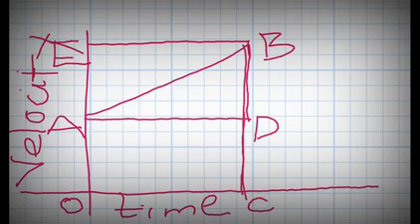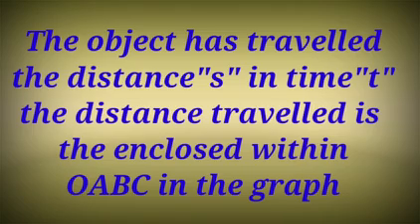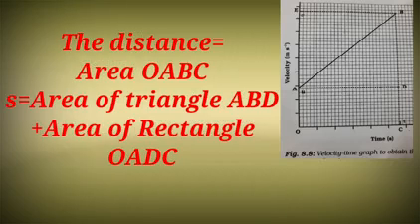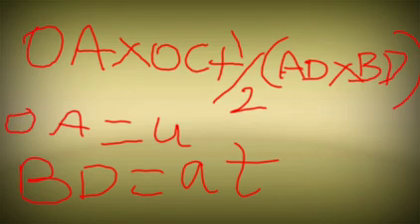How can we calculate the distance traveled with the help of the graph? The distance traveled with the help of the graph is the area enclosed within OABC. It looks like a trapezium OABC, but it is the combination of a triangle and a rectangle. So the area of the triangle and the area of the rectangle OADC. You know the area of the triangle formula as well as the area of the rectangle formula.